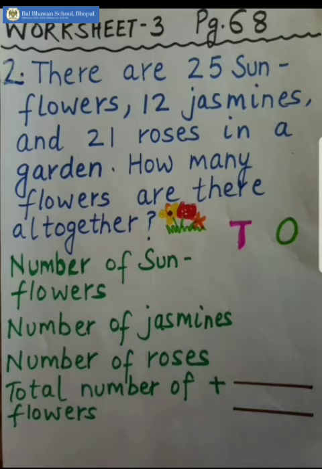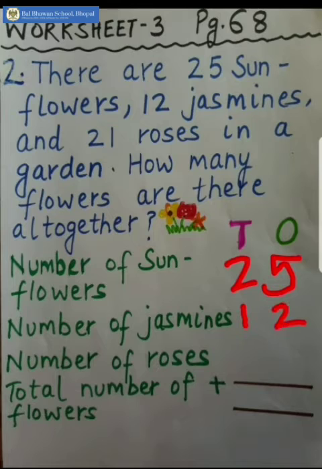Okay, so again, the first step of solving a problem is, first you have to find out the given values. So now you have already read the question, so now tell me how many sunflowers are there. Yes, 25. Now tell me how many jasmines are there.